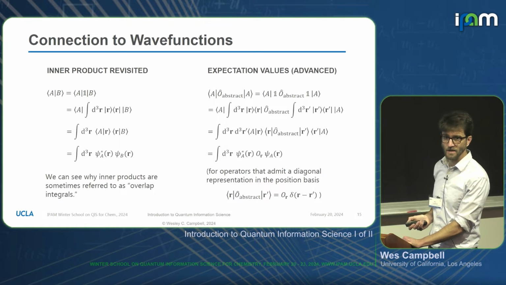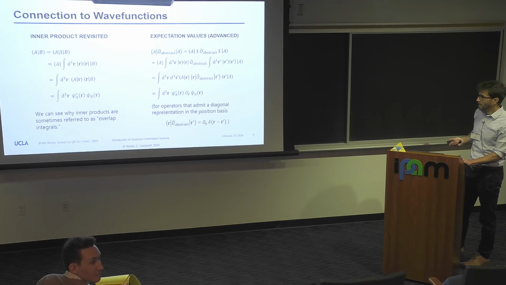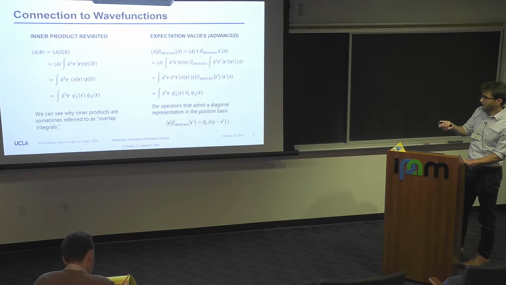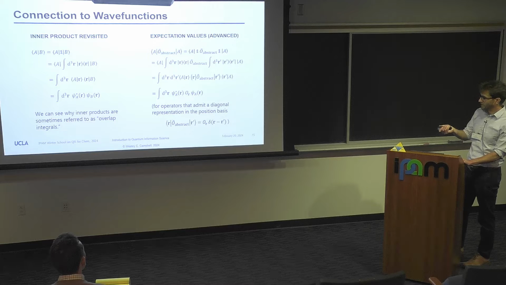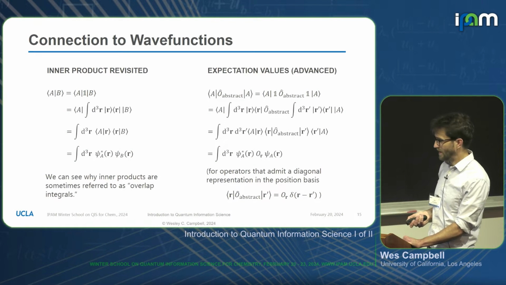Yes? What's happened to the d3r prime? The delta function at the bottom? Yeah, that became a delta function. Why did that become a delta function? Because O is diagonal. Right. That was this step down here. So we said that this is our representation of this thing in the position basis if it's a delta function. Good question.